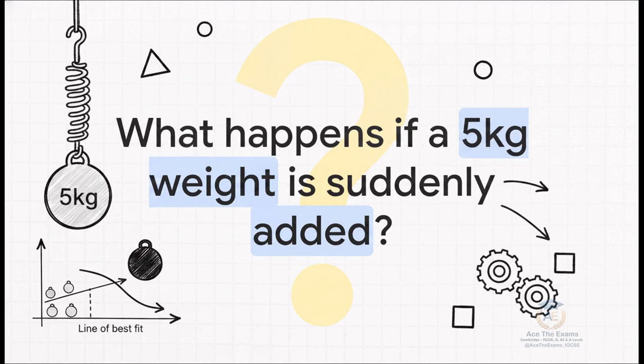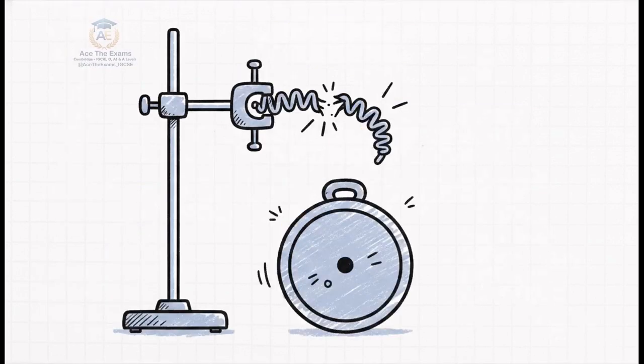But here is the critical, real-world question you need to ask yourself. What happens to our model and the actual physical spring if a 5-kilogram weight is suddenly dropped onto it? Our model works beautifully from 50 to 500 grams, but 5 kilograms is 5,000 grams. If you just blindly plug 5,000 into your linear equation, your calculator will spit out a massive extension length. But does that make any real-world sense?